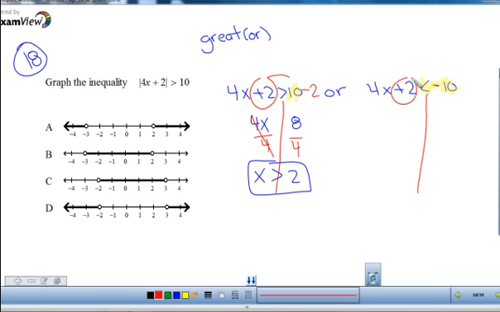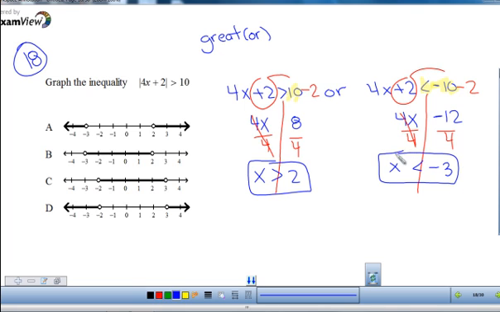Okay. So once again, I'm going to subtract 2. Negative 10 minus 2 are same signs. Same signs we add and keep. Bring down the 4x. Divide by 4. So negative 12 divided by 4 is negative 3. Bring down the x. And I didn't divide by a negative number, so I'm not going to switch the sign.